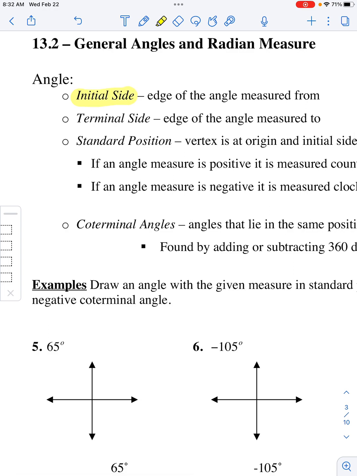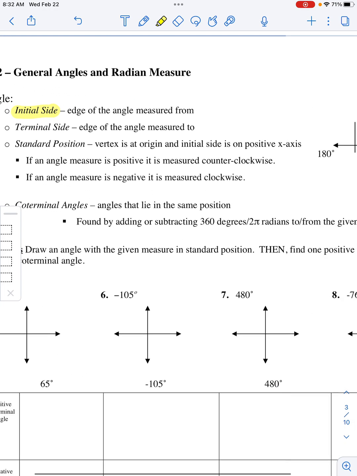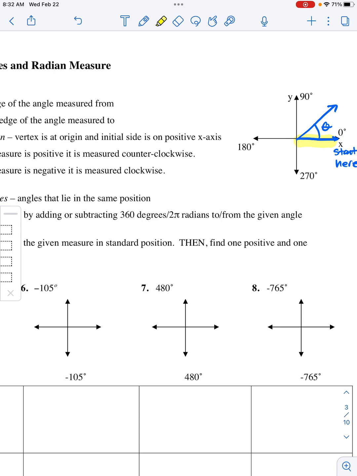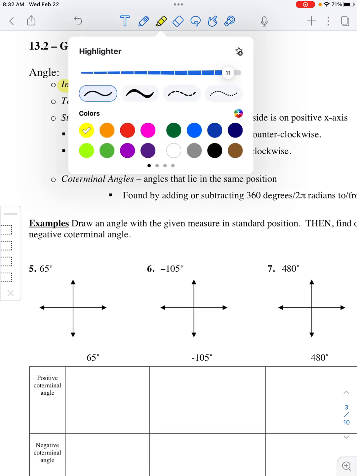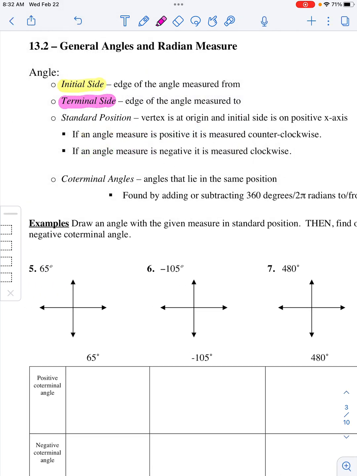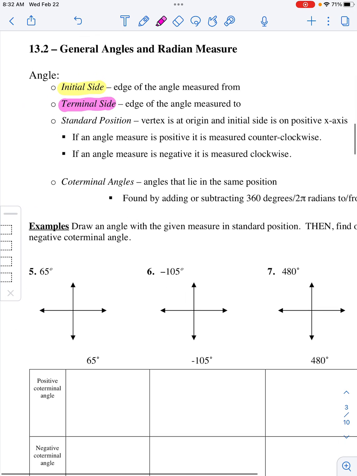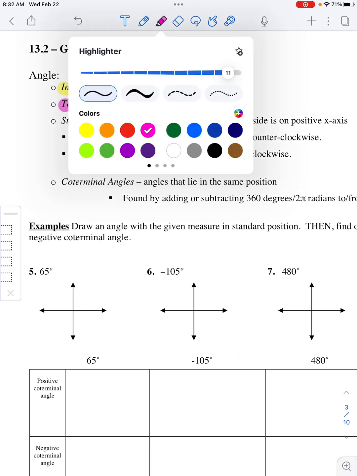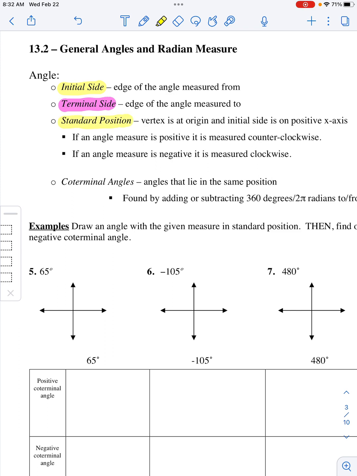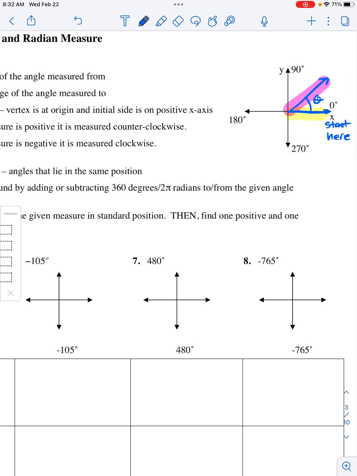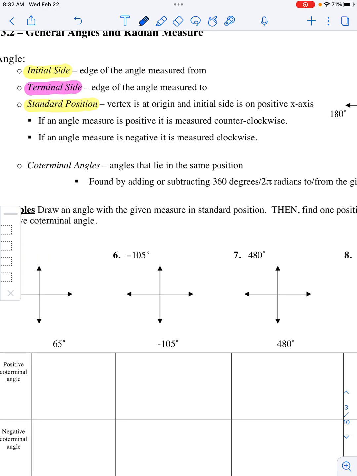The initial side is where it's measured from. So that would be this one that I drew on the x-axis. And then the terminal side is the end. The words say what they are. Initiate means to start. Terminate means to end. So that would be this ray right here. So where it starts and where it ends. Standard position is nothing more than what I just said, which is that it starts at that particular spot. The vertex is at the origin, which is right here. So what I drew is a standard position angle.